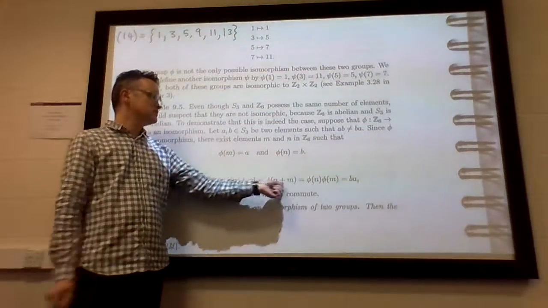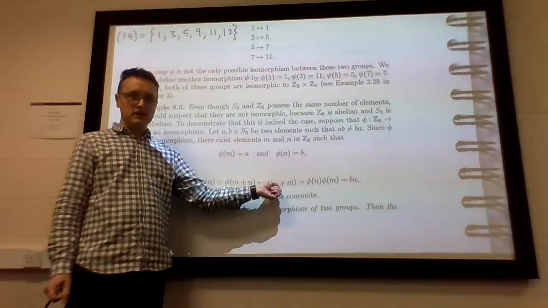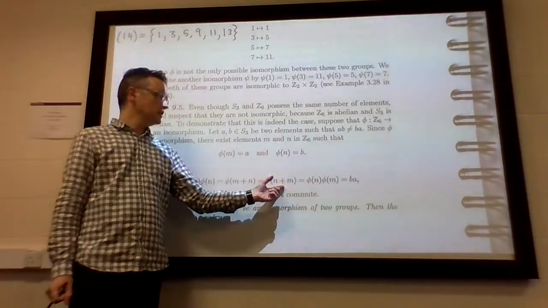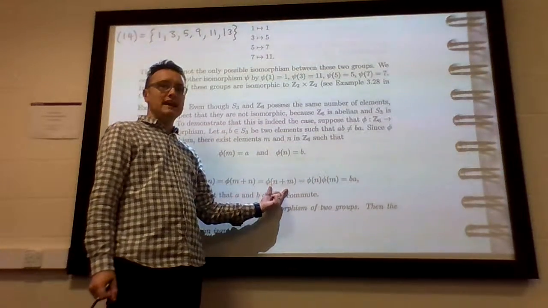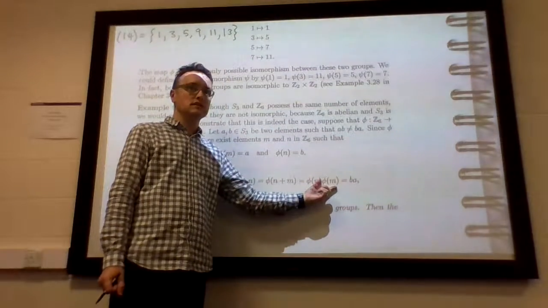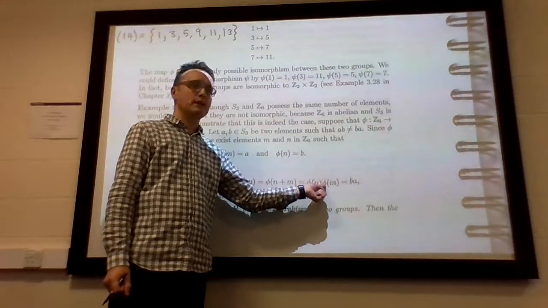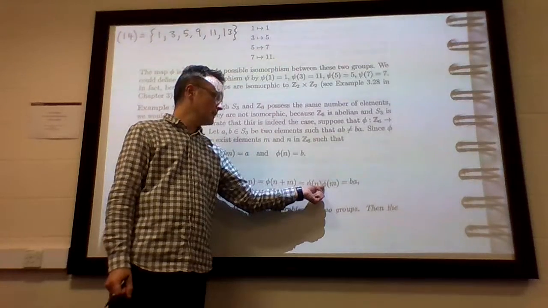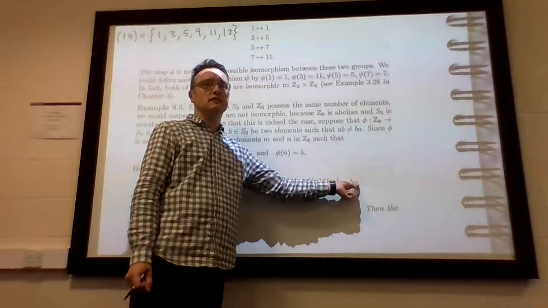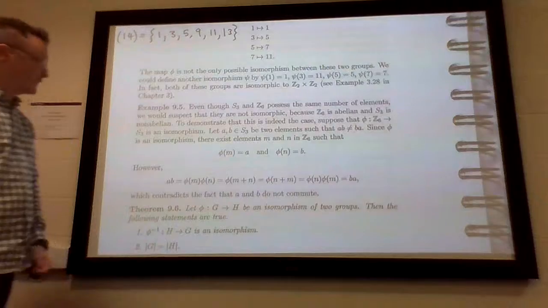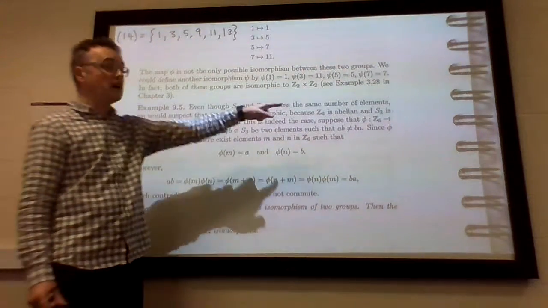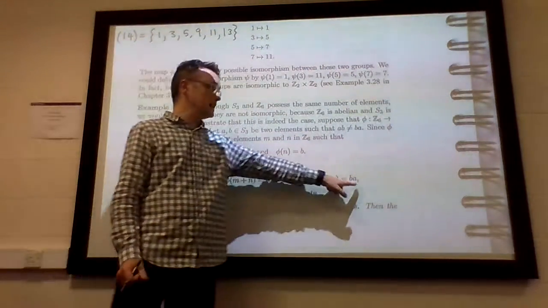You can then make use of the commutative nature of the operation in Z6 to flip it around. You then apply the homomorphism property again, so you're pushing the product operation back into S3, so that it takes place in S3. And then suddenly you seem to be looking at B times A. Okay? So assuming they are isomorphic, you can show that S3 is abelian.